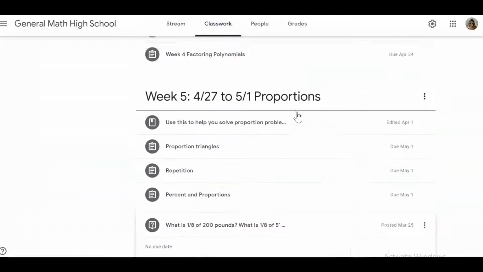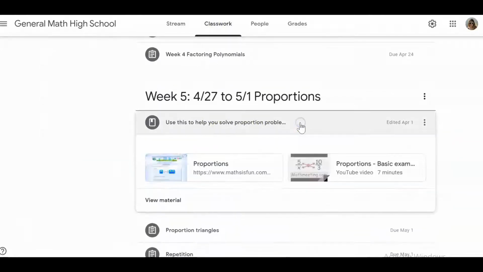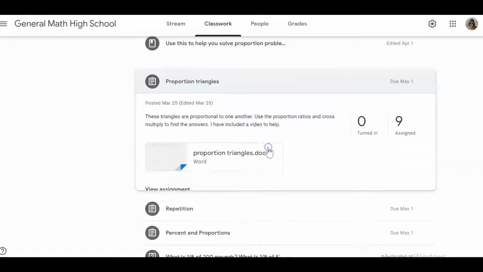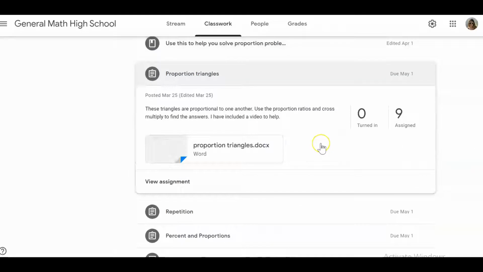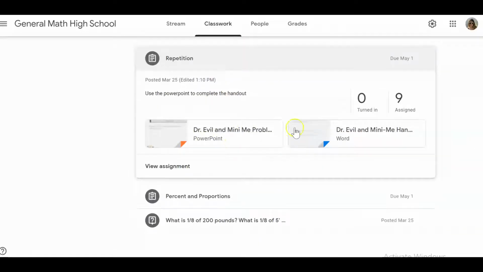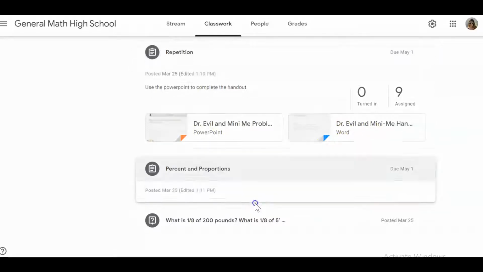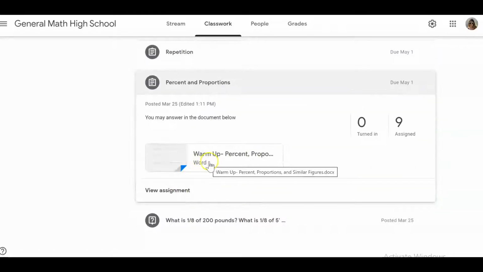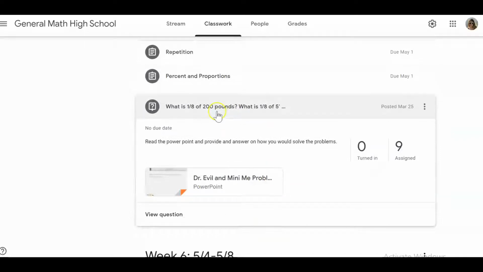To find week 5, scroll down to week 5, and you'll have your assignments all listed here. So you got some materials for you to review. You got your first worksheet, which is proportion triangles. You have some repetition work with the PowerPoint and fill in the Word document. You're going to have a second worksheet with percent and proportions, and then you just have a question to answer.